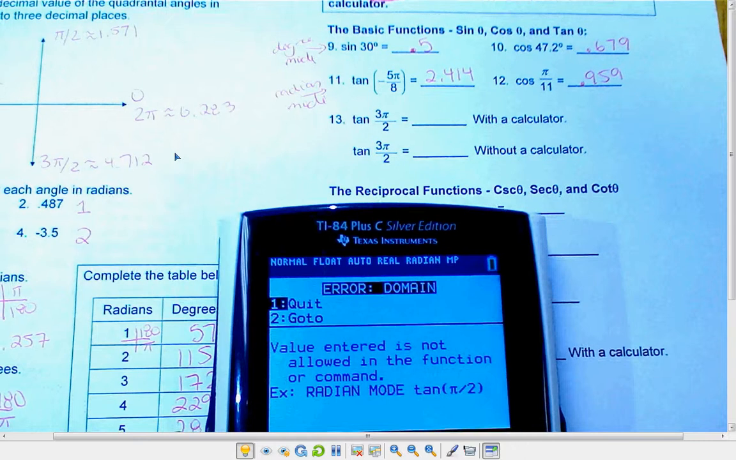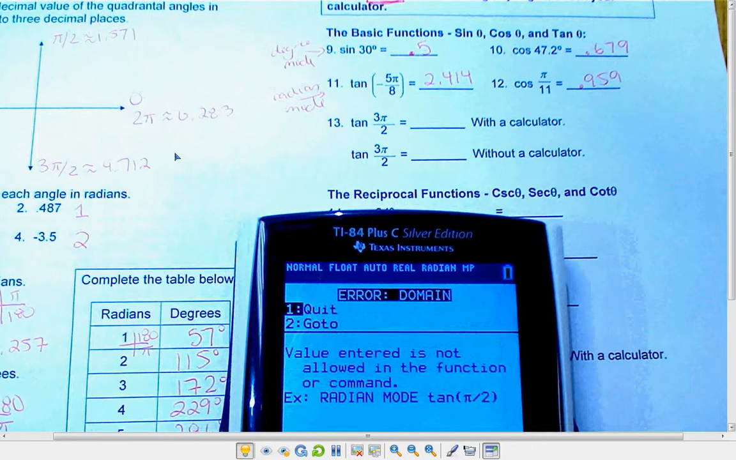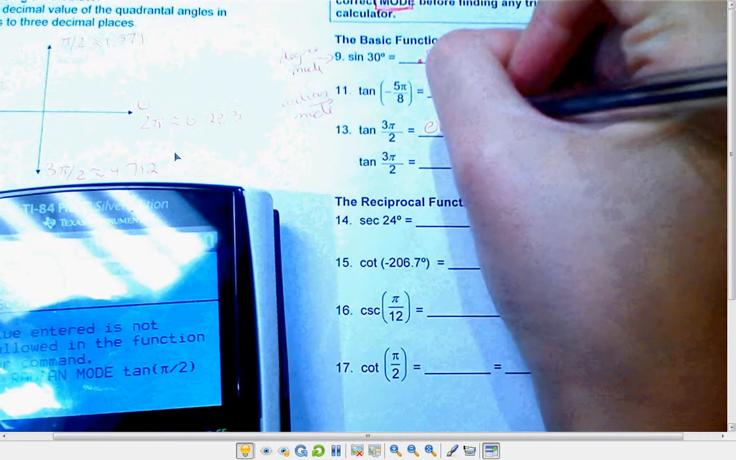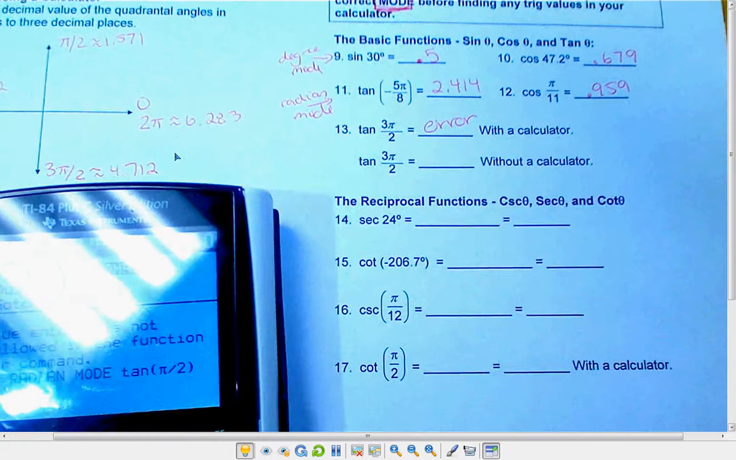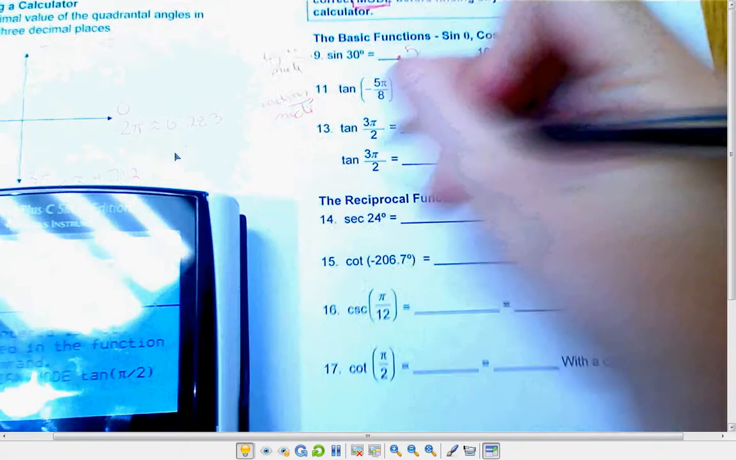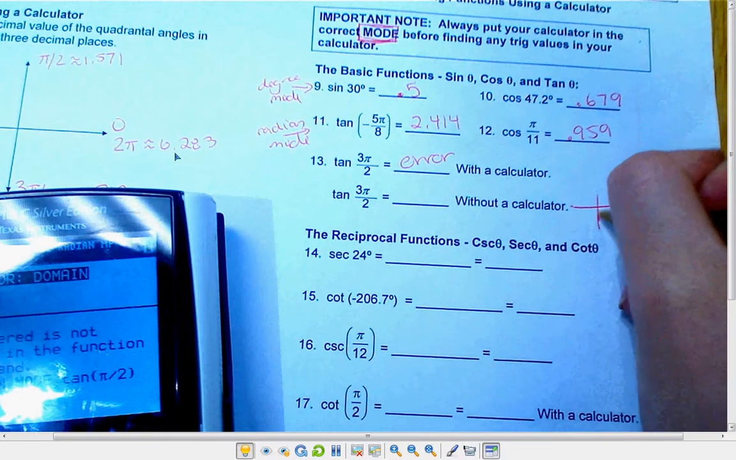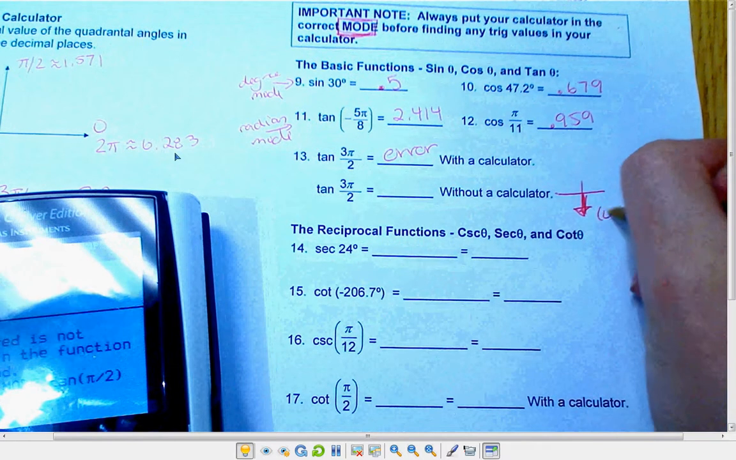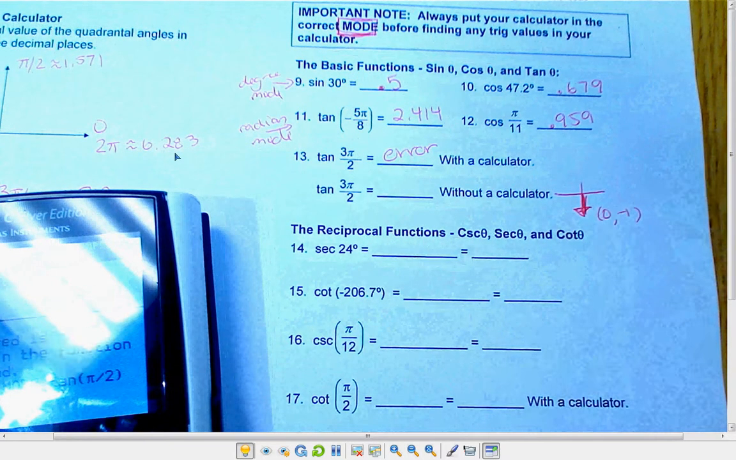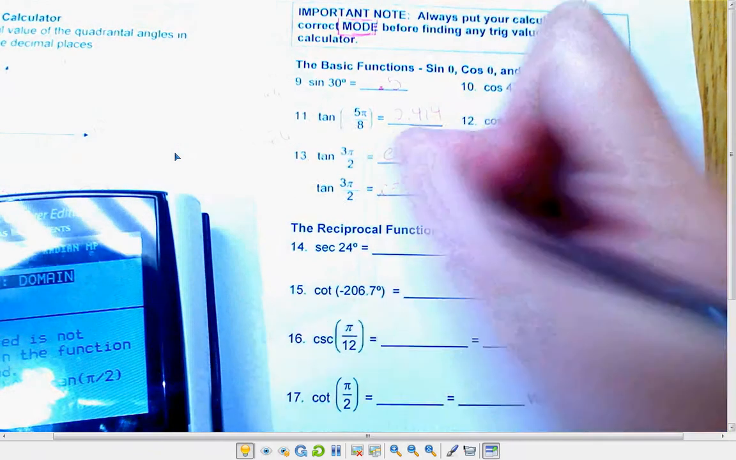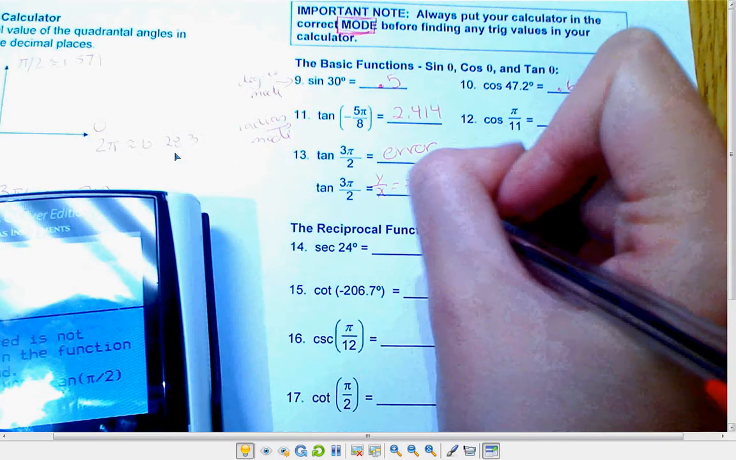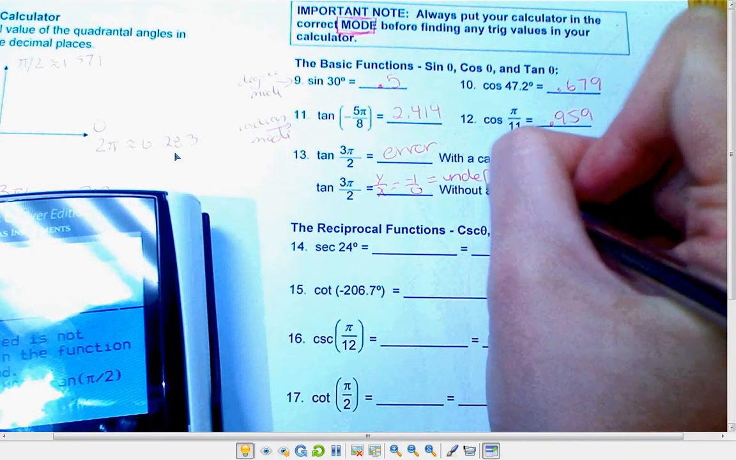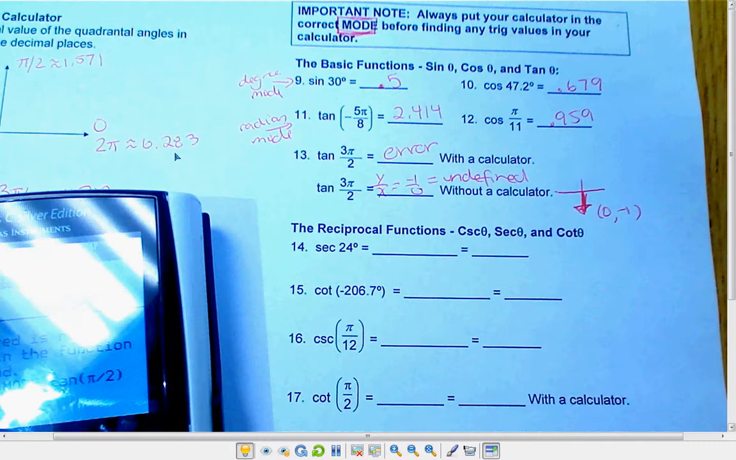Right, so when it gives me an error, this is telling me that this is not possible. So what we know is 3 pi over 2 without a calculator is the 270 degrees. So using our unit circle, this is 0, -1. We know tangent is y over x, which is -1 over 0, which is undefined. So the error there tells you that you can't do it because you can't divide by 0, so it's undefined.